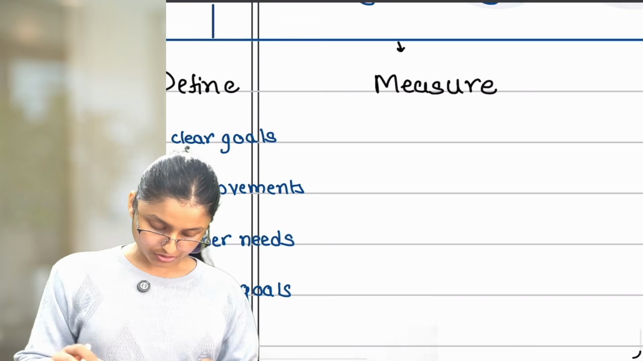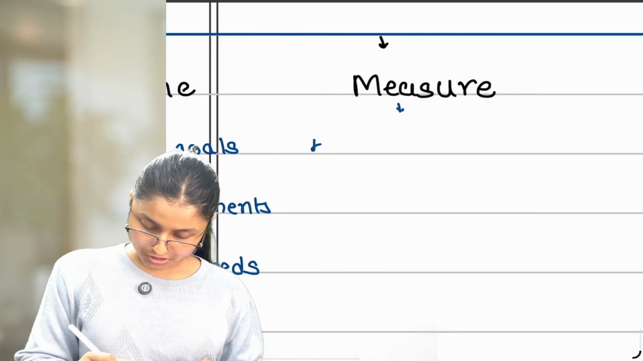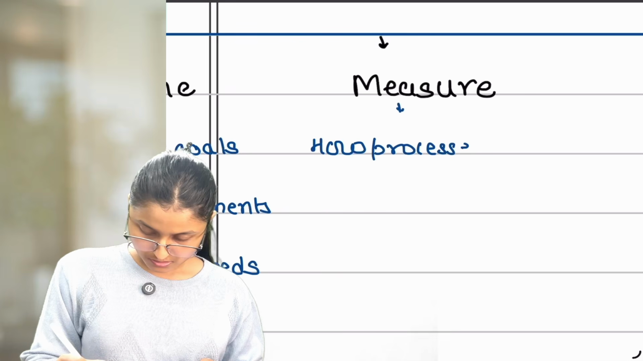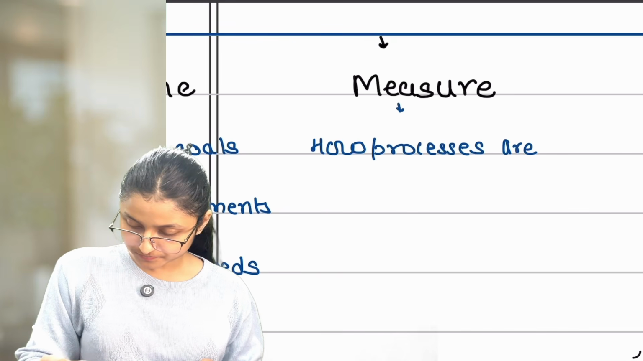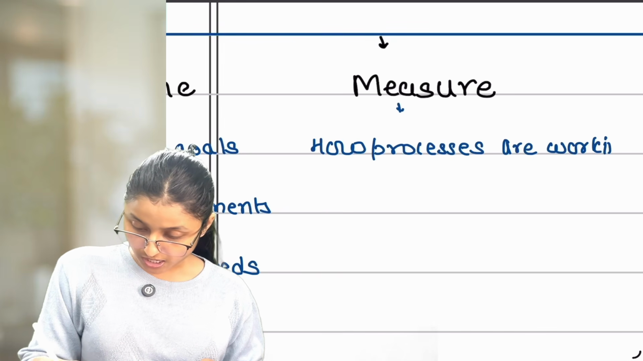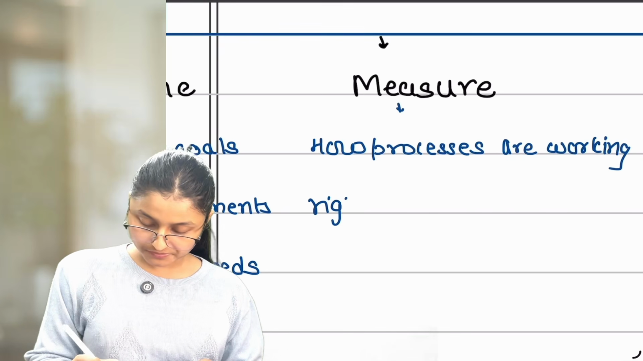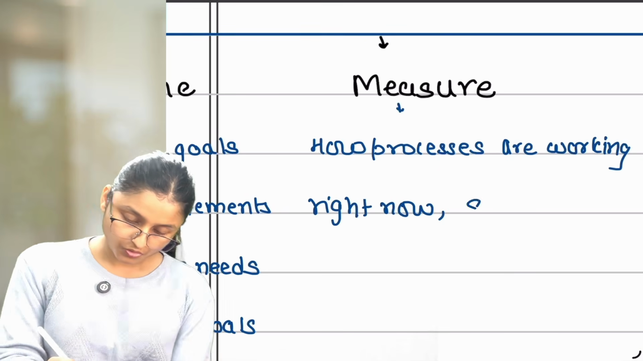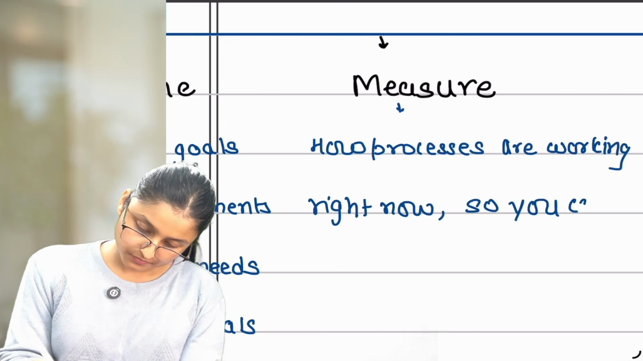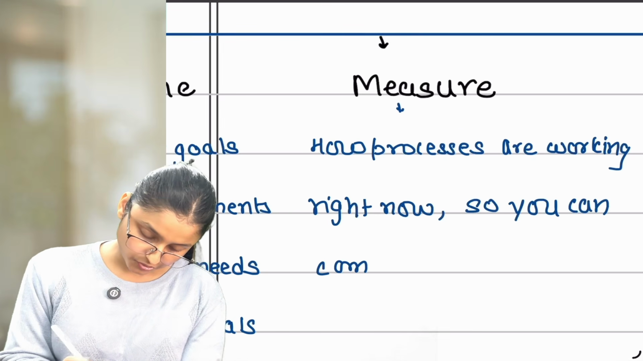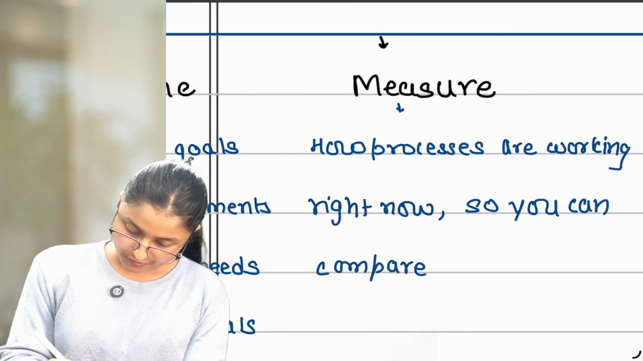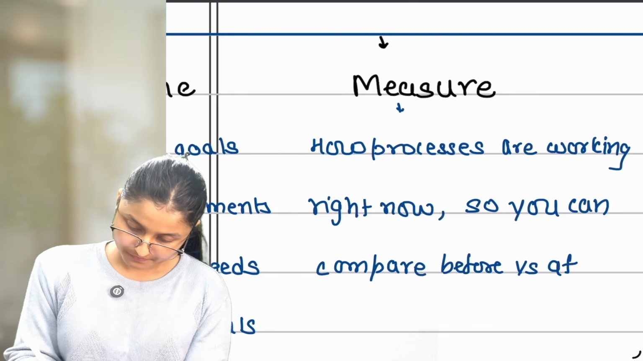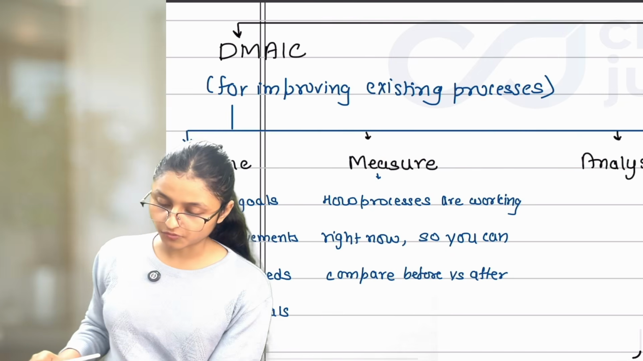Next, measure. Measure how processes are working right now. We'll check how our process is working right now. We'll measure everything about our current process system, so you can compare before versus after. For comparing before versus after, we should have the before measurement. And that is why this measure step is followed.